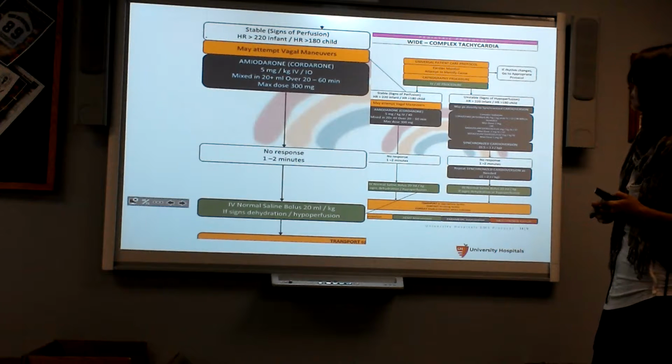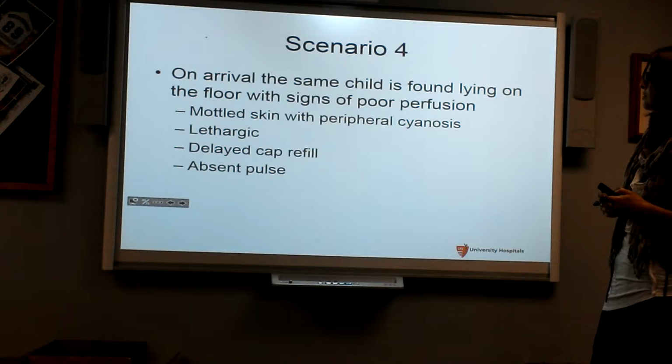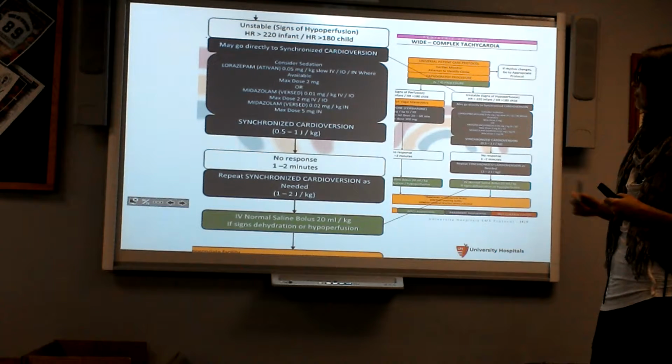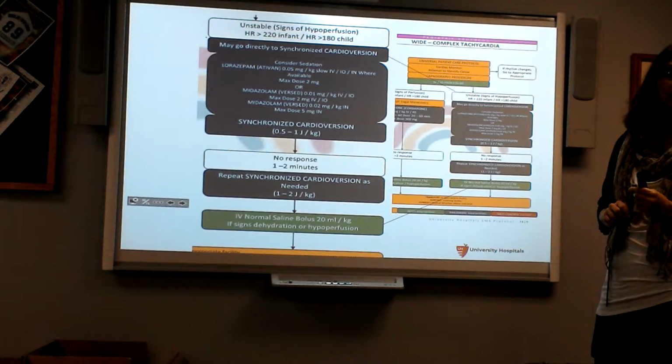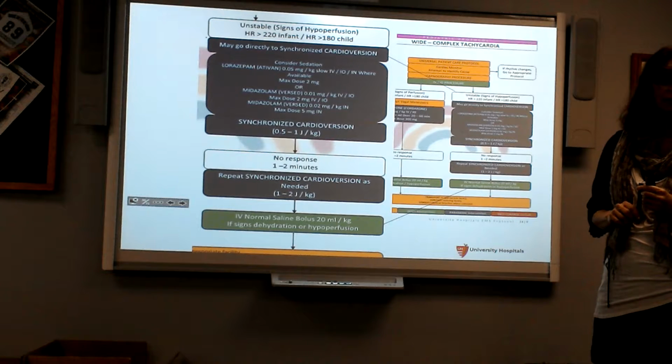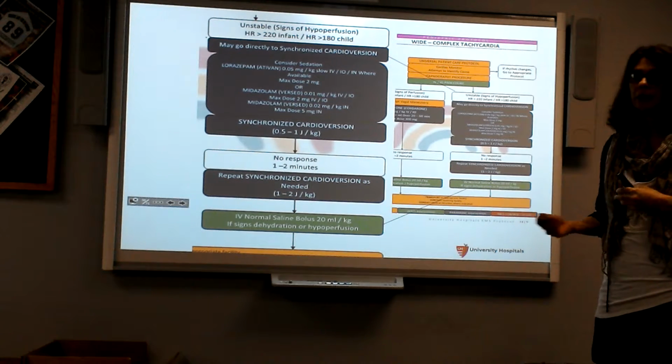If they are unresponsive or they've got signs of poor perfusion, such as we talked about earlier, we're going to go into the unstable, which means they have to be cardioverted. You'll start at 0.5 to 1, work your way up. And hopefully somebody's trying to get a hold of who? Mom or dad or whoever, because a wide complex tachycardia.